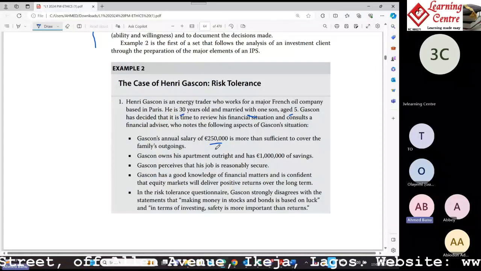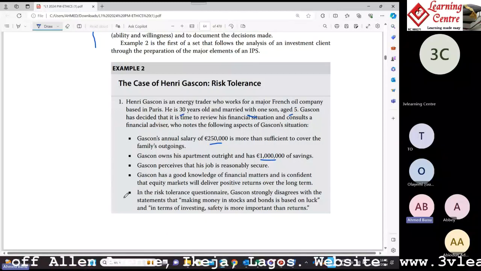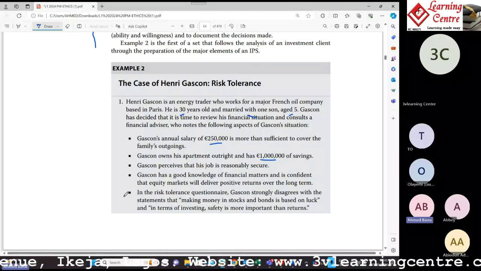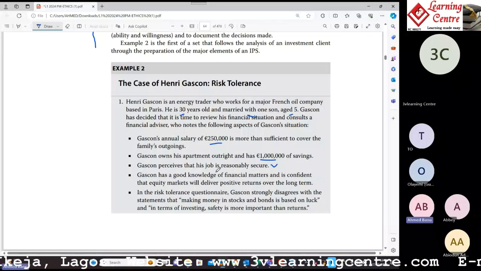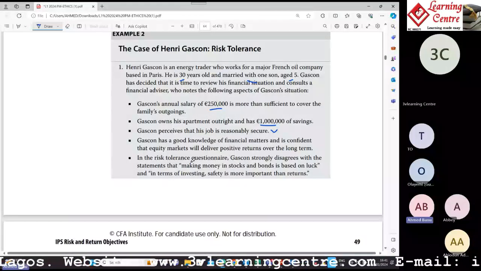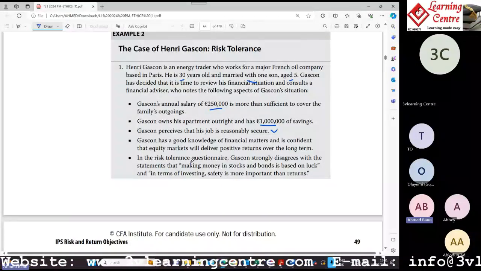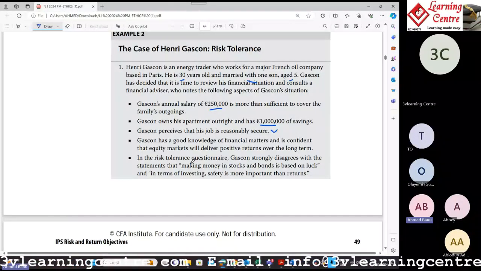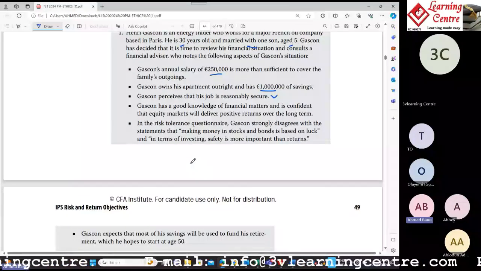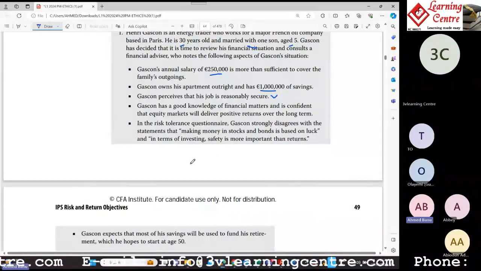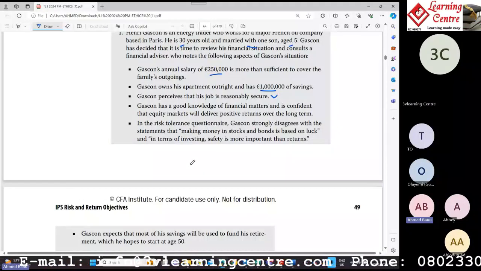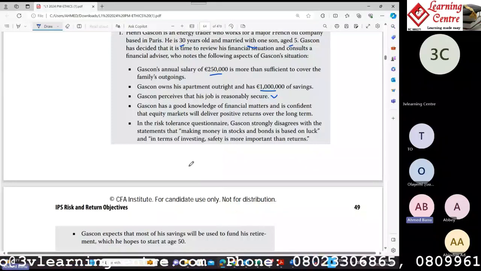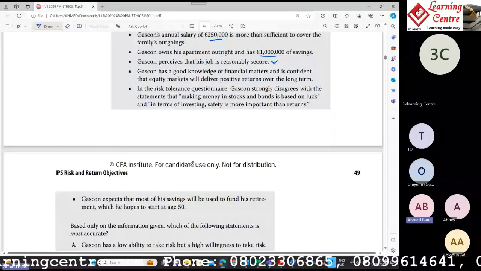Gascon owns his apartment outright and has 1 million euros of savings. Gascon perceives that his job is reasonably secure. Gascon has a good knowledge of financial matters and is confident that equity markets will deliver positive returns over the long term. In his risk tolerance questionnaire, Gascon strongly disagrees with the statement that making money in stocks and bonds is based on luck, and with the statement that in terms of investing, safety is more important than returns. He disagrees with those two.